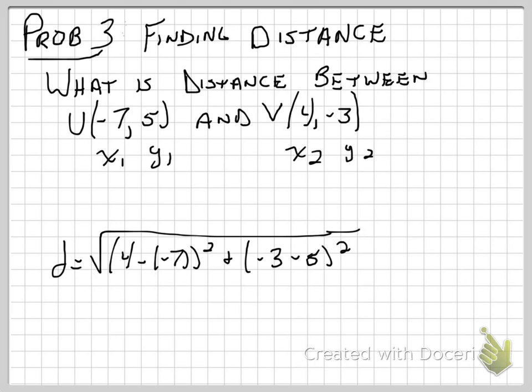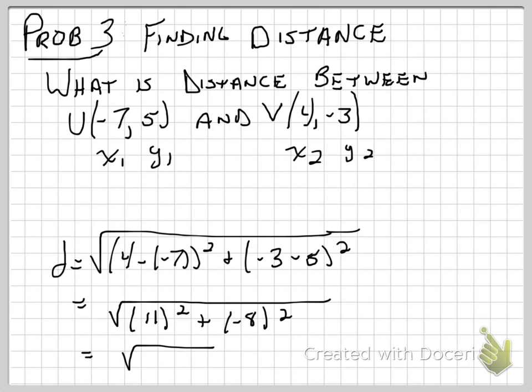Understand, it doesn't matter which ones I call x1 and which one I call x2. If I want to make the 4 x1 or the negative 7 x2, that's fine too. Now it's just simply plugging this stuff in the calculator. 4 plus 7 is 11, squared, plus negative 3 minus 5 is negative 8, squared. Real quick math, 11 squared is 121. Negative 8 squared is 64. Then you add those two up, and you get the distance to be the square root of 185.